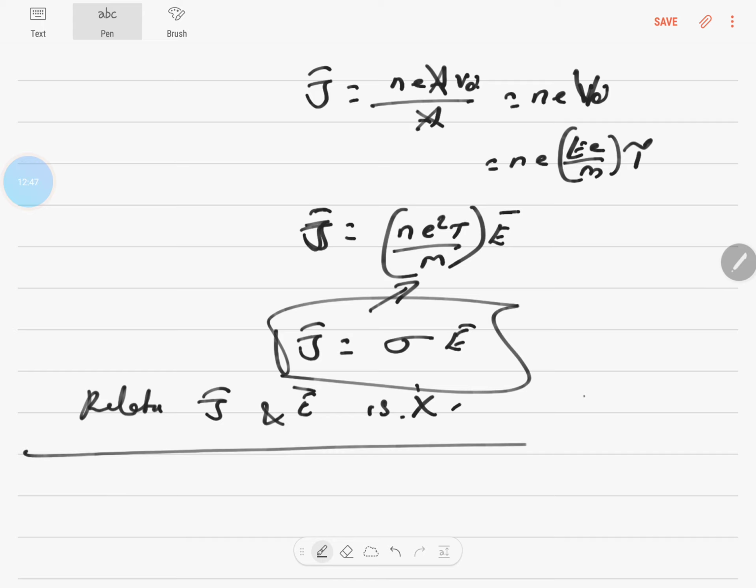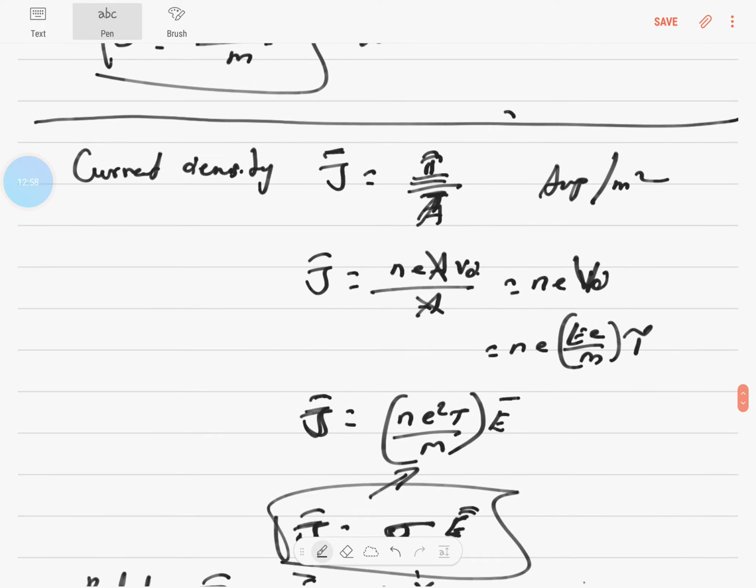So you should know this. If you know the electric field and the current density, you can find the conductivity of the metal, and hence you can find the resistivity. So that's the current density topic.